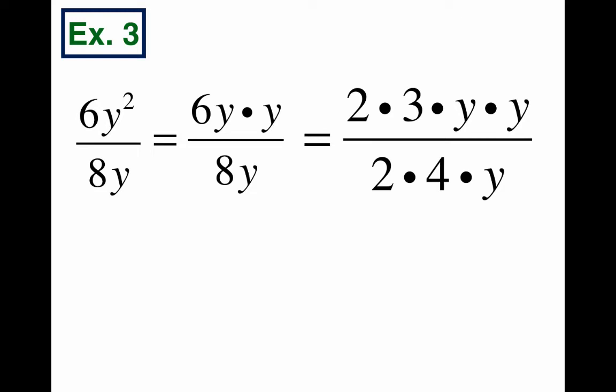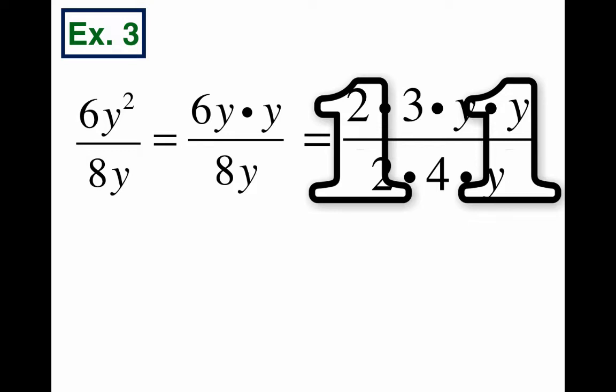Example 3. We're going to simplify 6y squared over 8y. So to simplify it, think of it like this. y squared means y times y. And if I wanted to really break it down, 6 is actually 2 times 3, and 8 is actually 2 times 4. I see some powers of 1. I see the 2's and I see the y's.